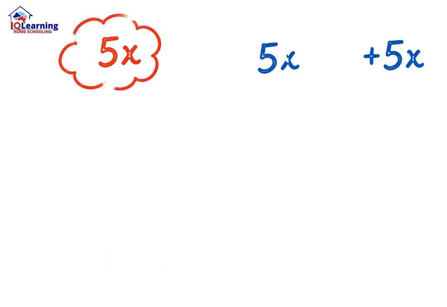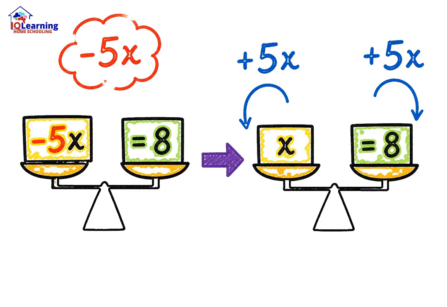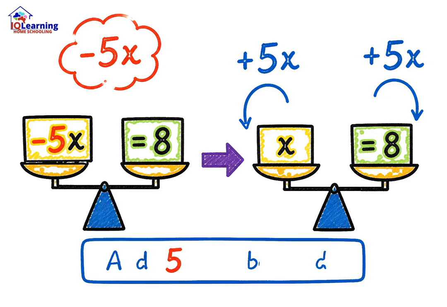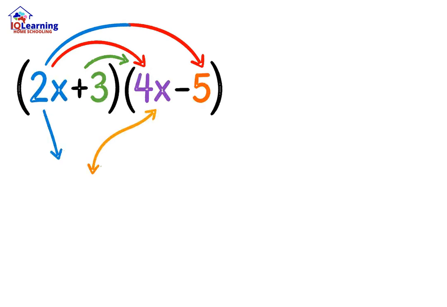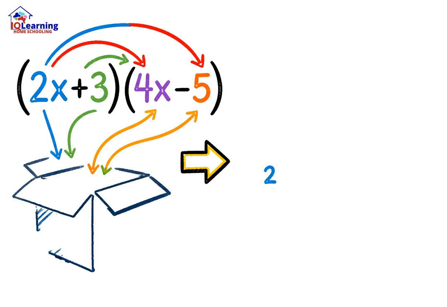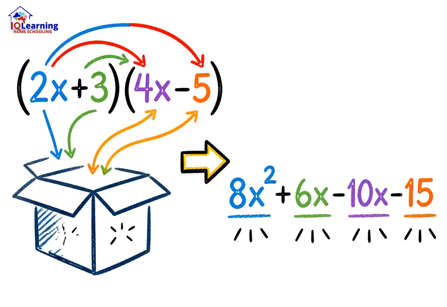What if there are negative terms, like a minus 5x? The rule doesn't change. The inverse of subtracting 5x is adding 5x to both sides. And what about brackets? Even easier. Expand them first using the distributive law before you move anything. Get rid of the brackets, and the problem underneath is one you can handle.